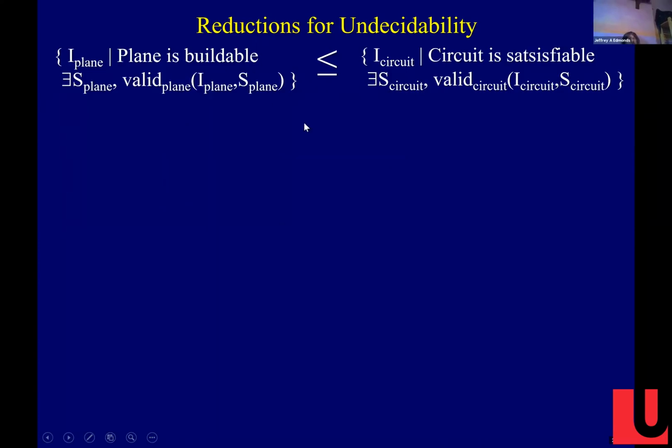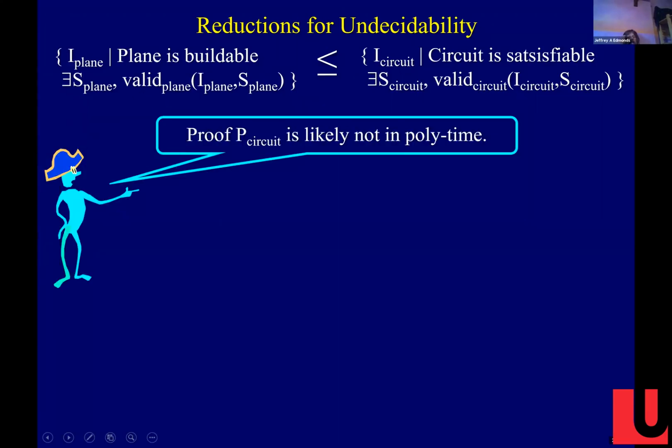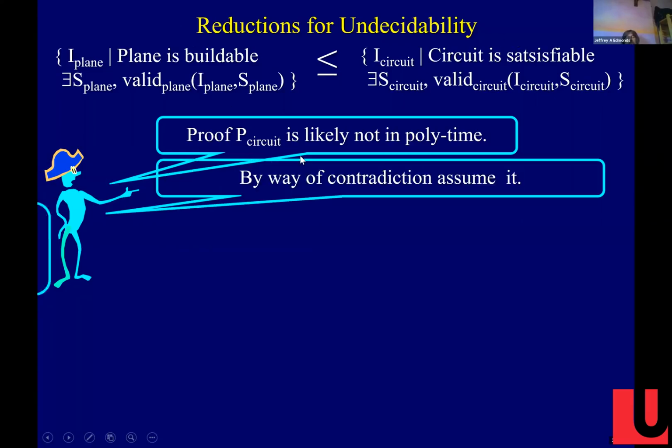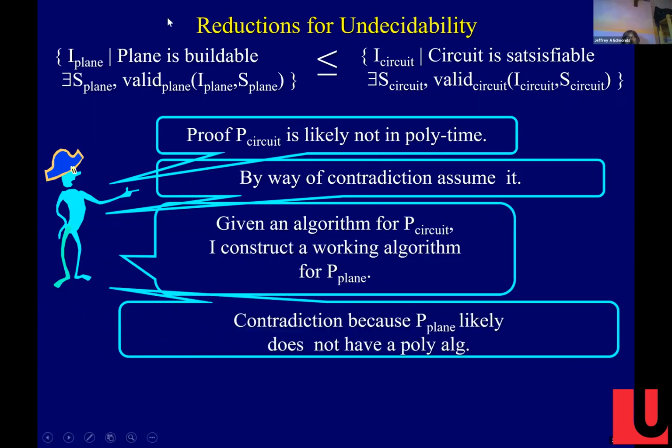So here are two problems. And I'm going to prove that if you can solve circuit satisfiability, then you can solve the airplane problem. And how do we do it? But on the other hand, you likely can't do any of these, right? This is just by contradiction. You likely can't do the airplane problem, so you likely can't do circuit, right?